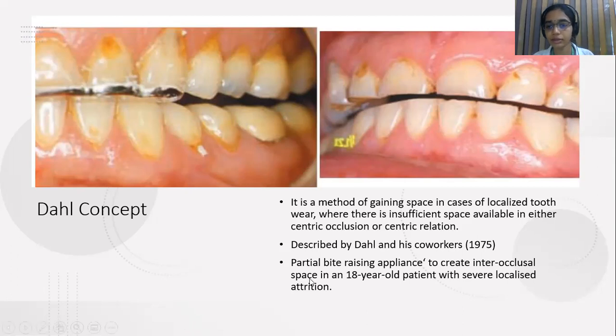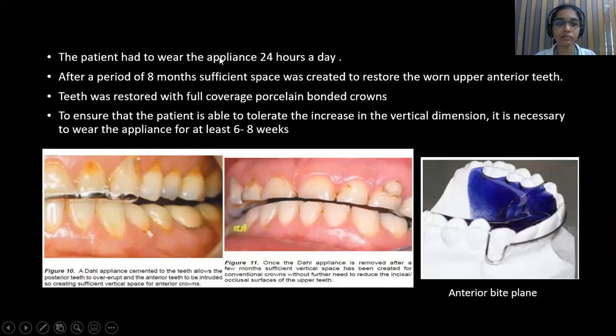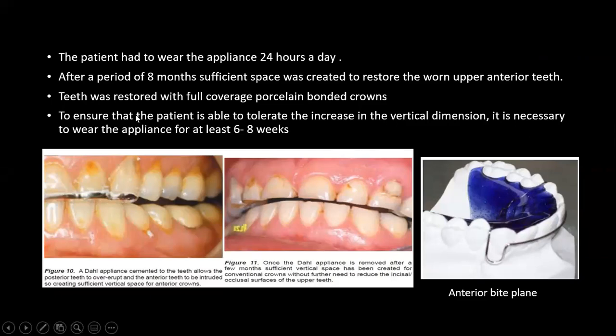It was described by Dahl and his co-workers in the year 1975. A partial bite raising appliance is used to create the interocclusal space in an 18-year-old patient with severe localized attrition. The patient had to wear the appliance for 24 hours a day. After a period of 8 months, after sufficient space was created to restore the upper anterior teeth, the teeth were restored with full coverage porcelain bonded crowns.